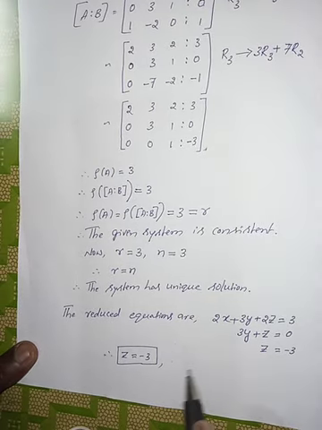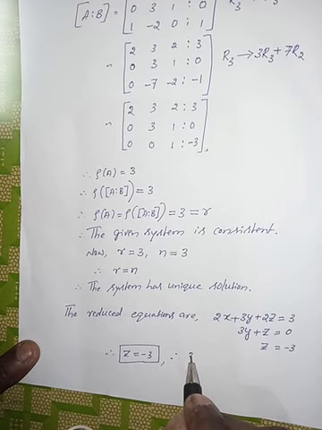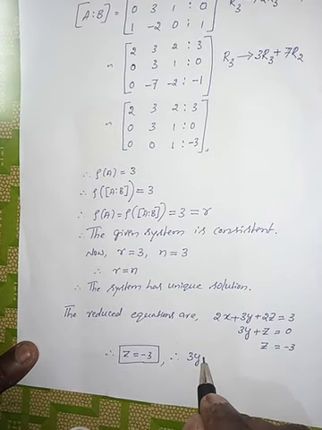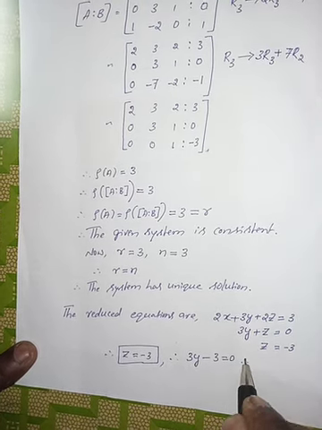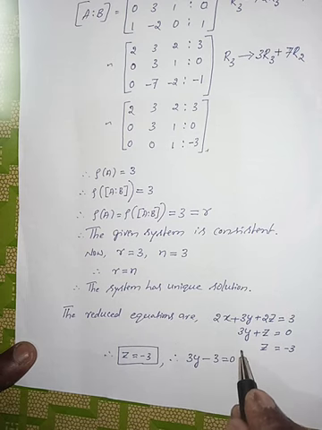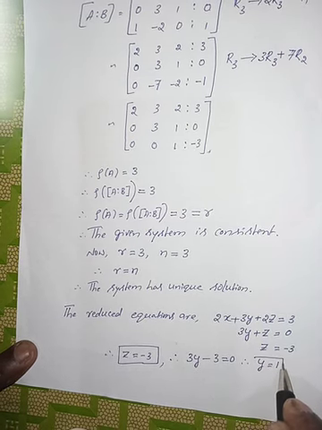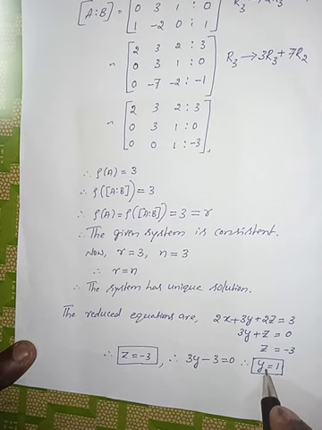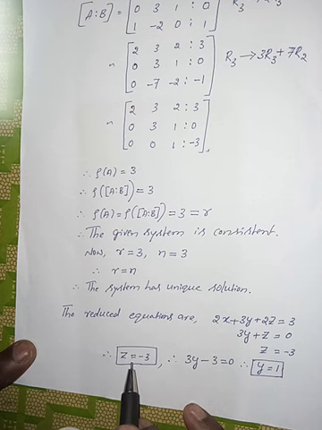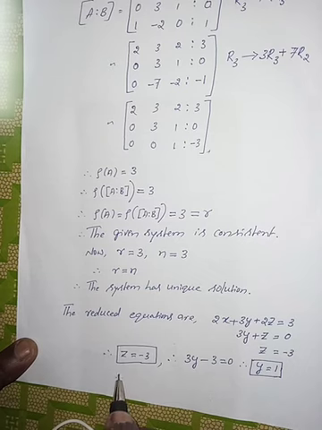Now substitute this z into the second equation. Therefore we get the value of y. 3y plus z, that is minus 3, is equal to 0. Solving this, you transfer this 3 to the RHS, so it becomes plus 3. So the value of y is equal to 1. So I have determined the value of the second variable. I know the value of y and the value of z. Substitute these two values back in the first equation. Therefore we get the value of x.